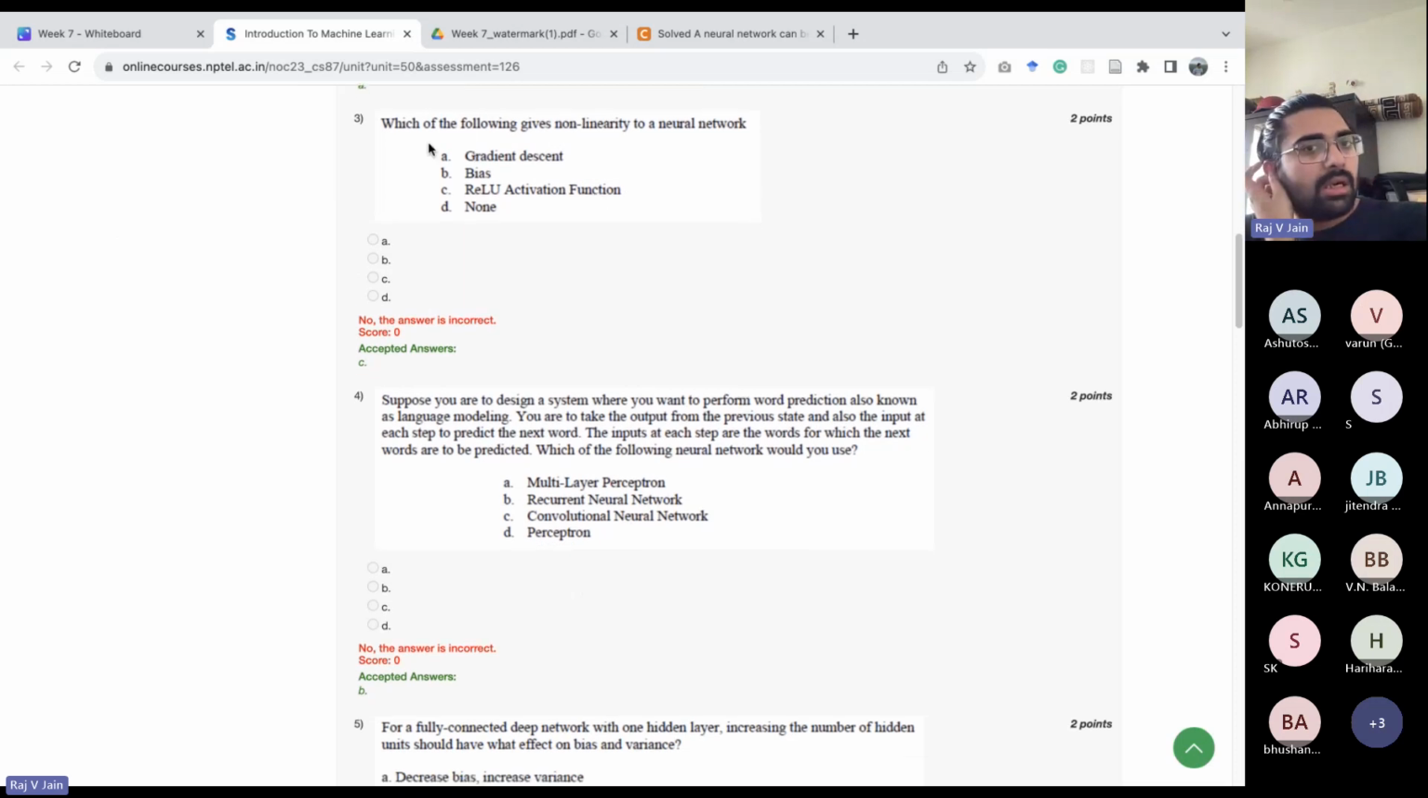Next, question number 3, which of the following gives nonlinearity to a neural network? Answer should be ReLU function. Gradient doesn't give nonlinearity to the network in any way. Gradient descent is a different method altogether of how to improve a solution in an iterative fashion. Bias doesn't give any nonlinearity. ReLU is a nonlinear function, so passing any value through ReLU is going to give a nonlinearity to the neural network.